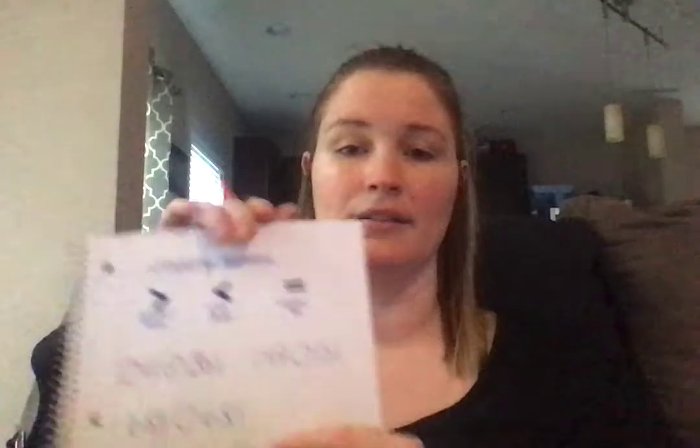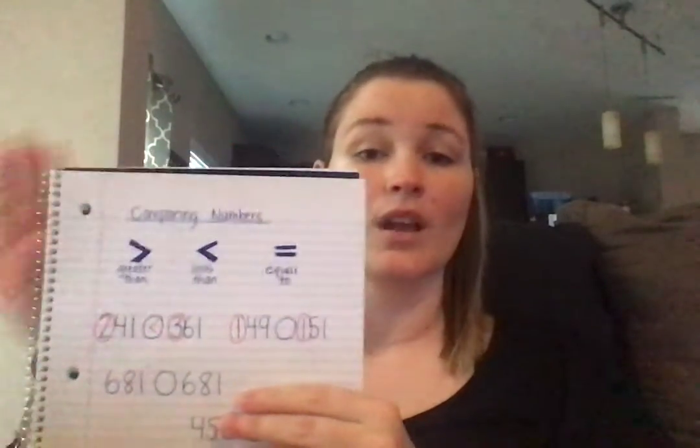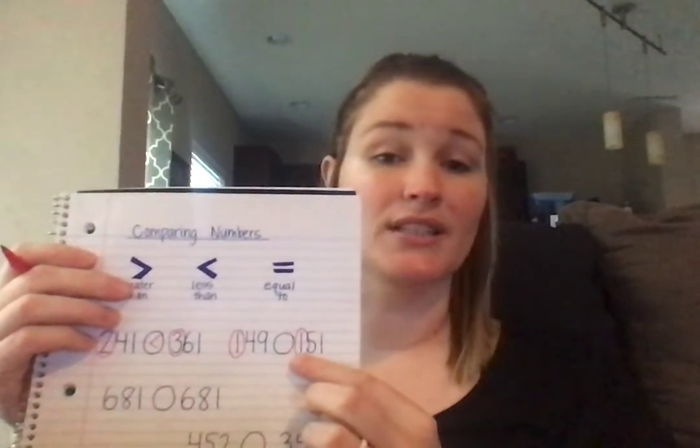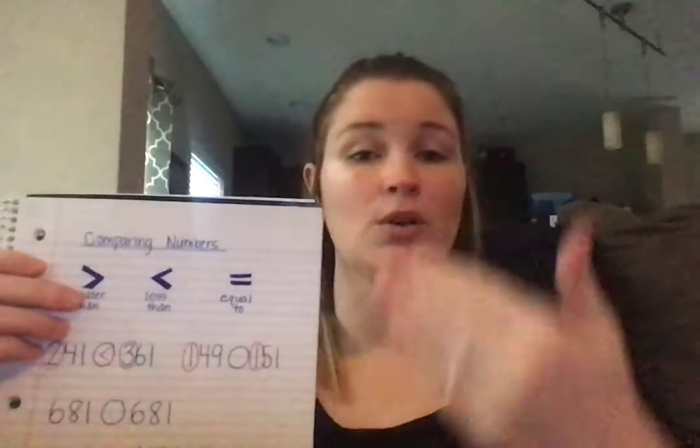Okay, so my next one is 149 and 151. So I'm going to take my pen and I'm going to circle my numbers in my hundreds spot first. This time my hundred spots are the same. But before I can say they are equal to, I need to now look at the 10 spot. We keep going back. And in order for that to be equal to, all of my numbers have to be the same on both sides.